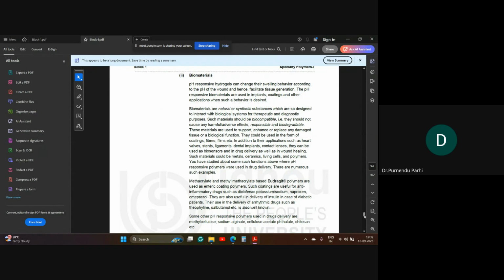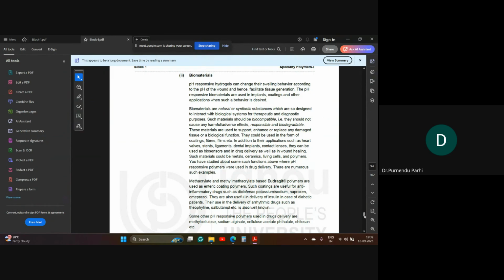These materials are used to support, enhance, or replace any damaged tissue or a biological function. They could be used in the form of coating, fiber, or film. In addition to their applications such as heart valve, stent, ligament, dental implant, contact lenses, they can be used as biosensors and in drug delivery as well as in wound healing. Such materials could be metal, ceramic, living cells. So biomaterials can also be metals. It can be ceramic. It can be polymer.